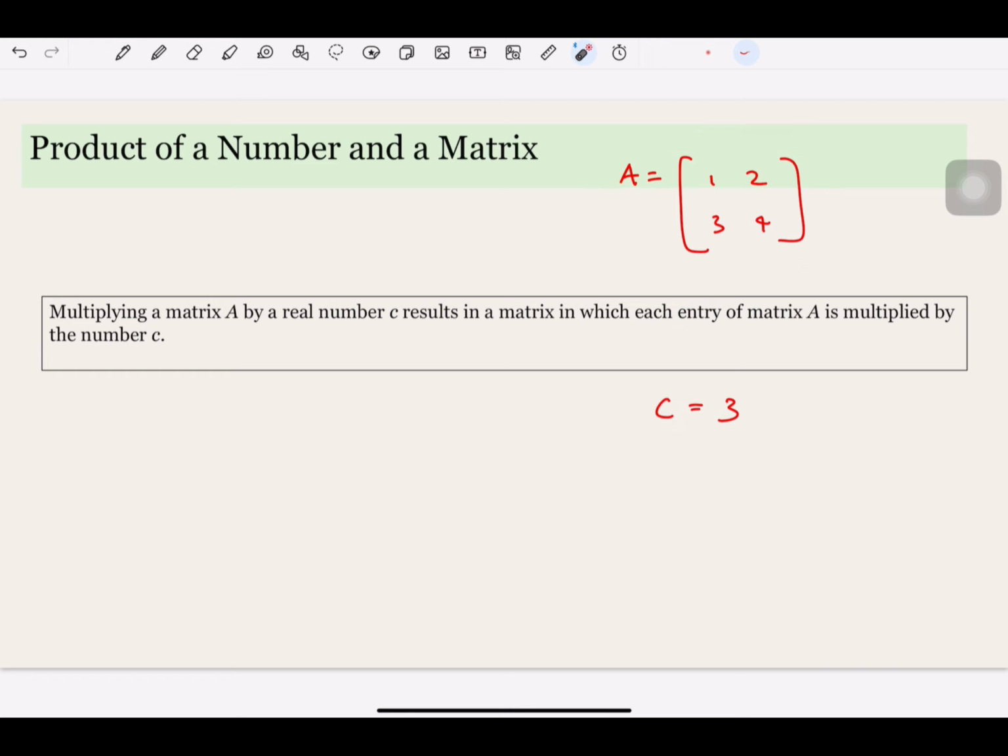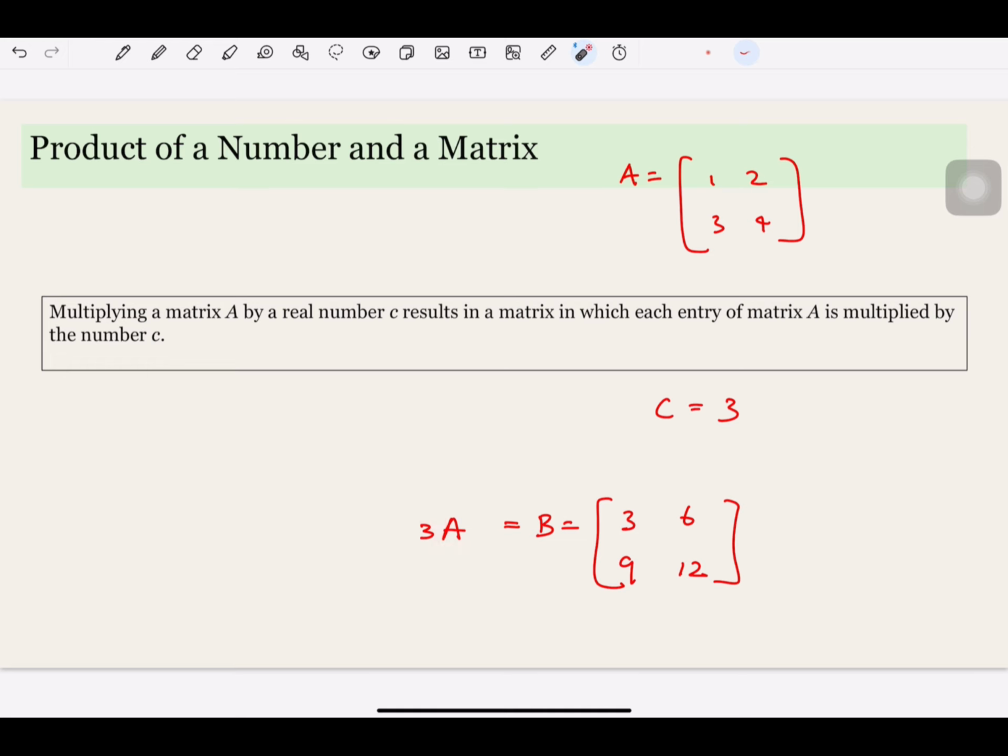So your new resulting matrix will be: you take each entry and multiply it by 3. If you multiply 1 by 3, you get 3. If you multiply 3 by 2, a 6, 3 by 3, a 9, 3 by 4, a 12. So this is how you do the multiplication. So the matrix B is equal to 3 multiplied by A. So this is how you do a matrix multiplication with a scalar.